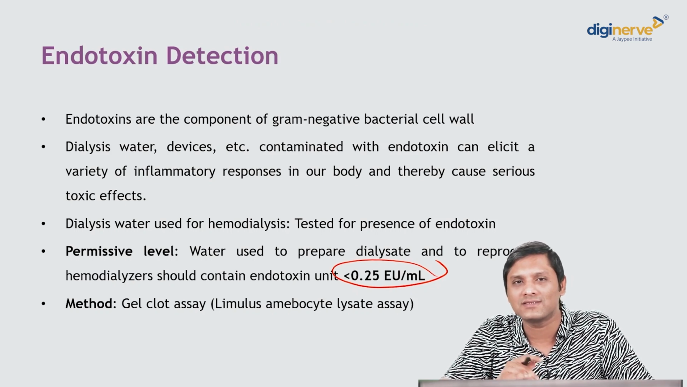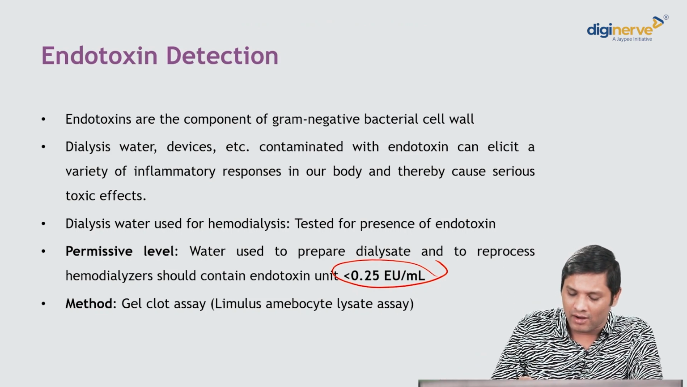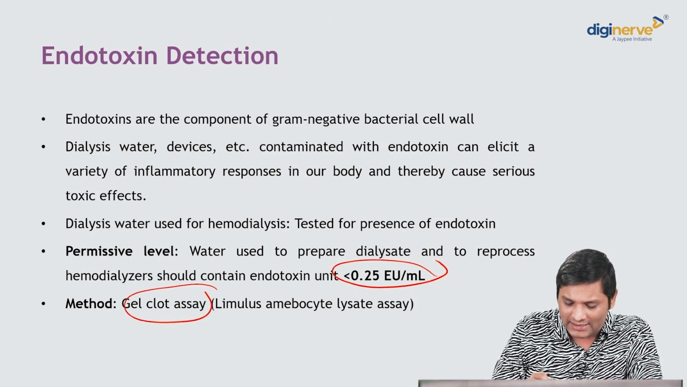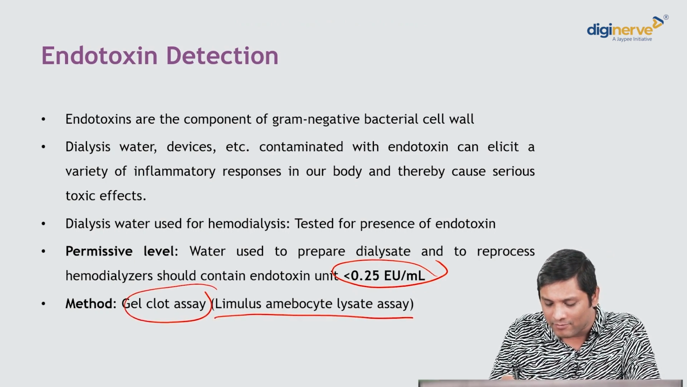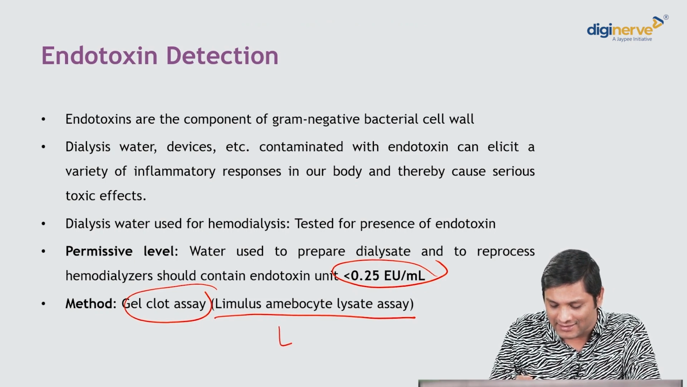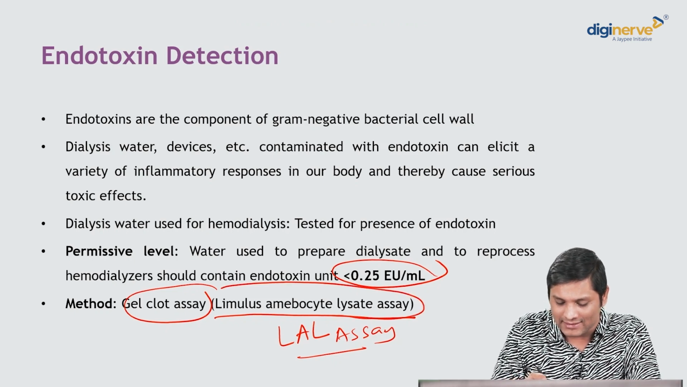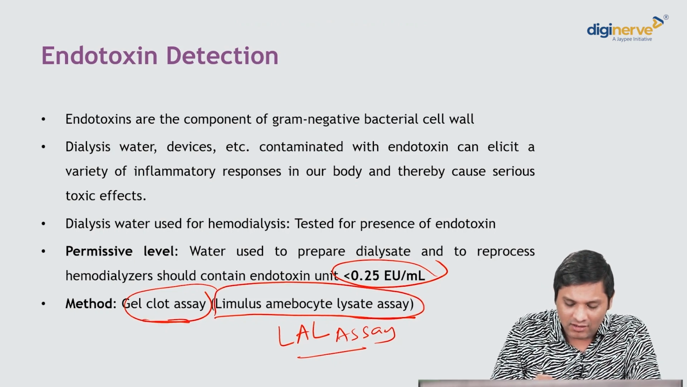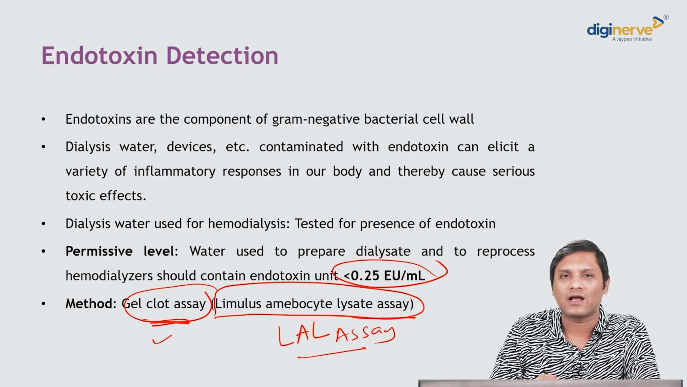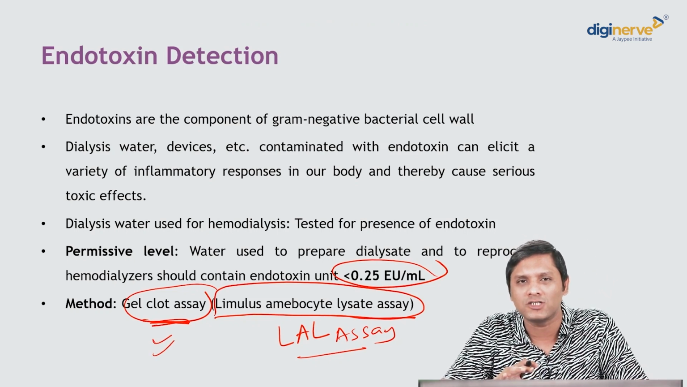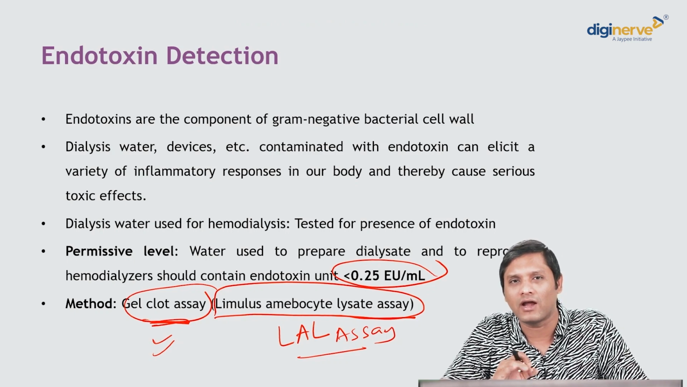There are various methods available to detect endotoxin. The most common method employed by the hospital is gel clot assay or limulus amoebocyte lysate assay. It is called LAL assay, or limulus amoebocyte lysate assay, and it is an example of gel clot assay. This is the most recommended, the most popular method used by hospitals for the detection of endotoxin.